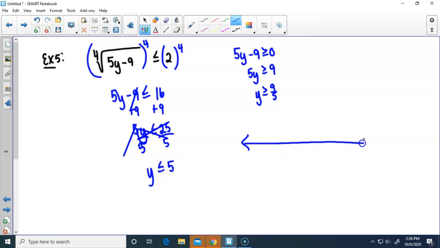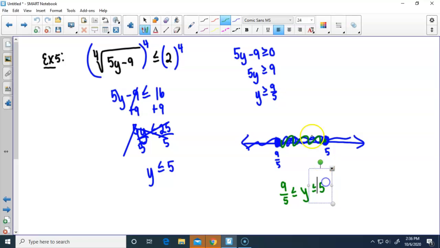If you think about the number line here, 9/5 is going to be like 1.8, so it would be down here, and then 5 would be up here. So we have to have a value that's greater than or equal to 9/5, but it also must be less than or equal to 5. So our answer is this overlap right here in the middle. And so we would say that our answer is 9/5 less than or equal to y less than or equal to 5. And that would be our solution.